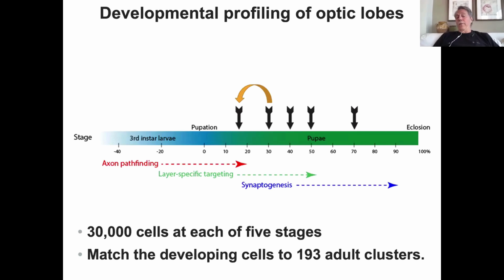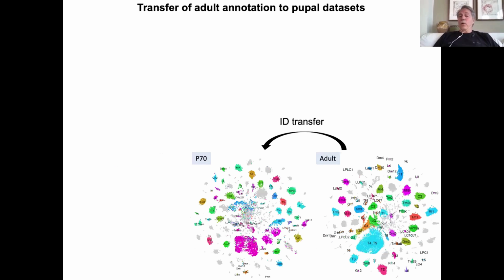And hopefully we should be able to assign an identity to all of the clusters we might be able to identify during development. And exactly what we see. In fact, this works beautifully well.